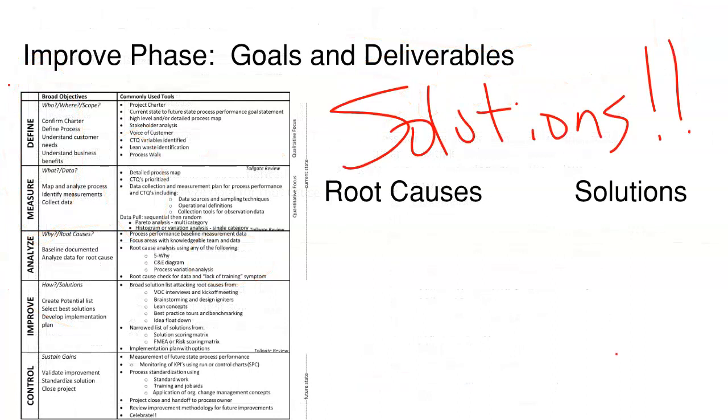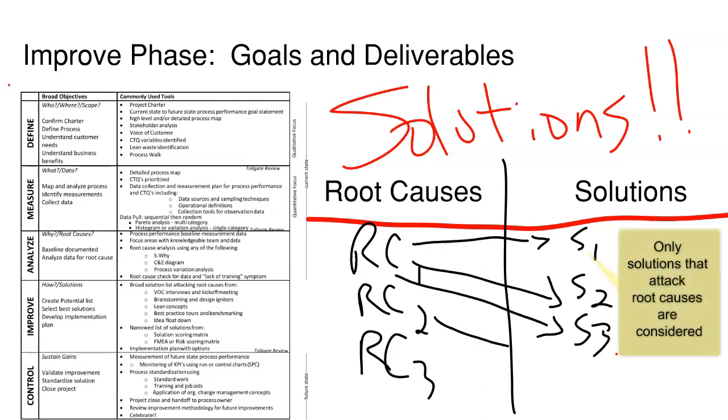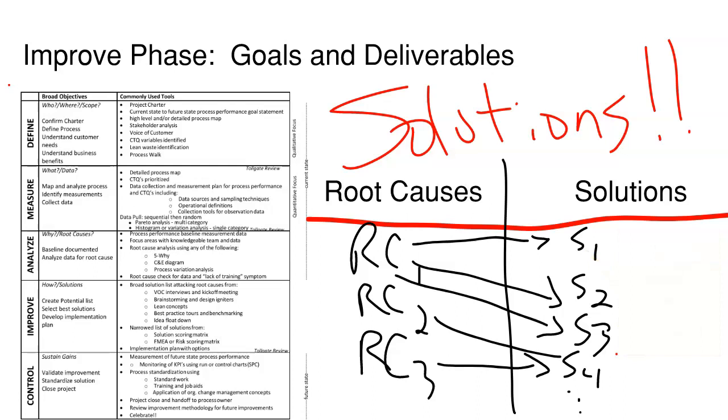I'll remind my team that from the end of the analyze phase, we've got a number of root causes that we have identified. What we're trying to do in the improve phase is, for each of the root causes, build a suite of possible solutions that might get implemented. Our goal isn't to create a small list of solutions. It's to create first a large list, and then we'll narrow it down. I'm looking for multiple solutions for each of the possible root causes.